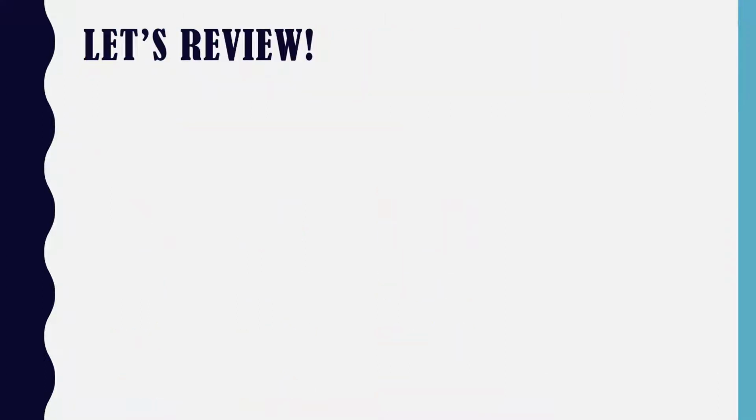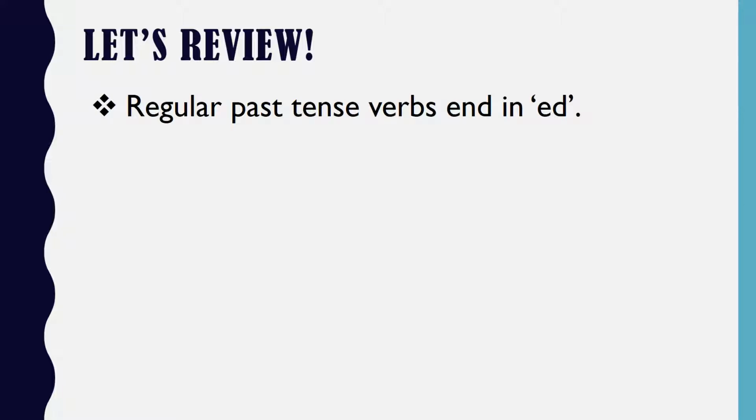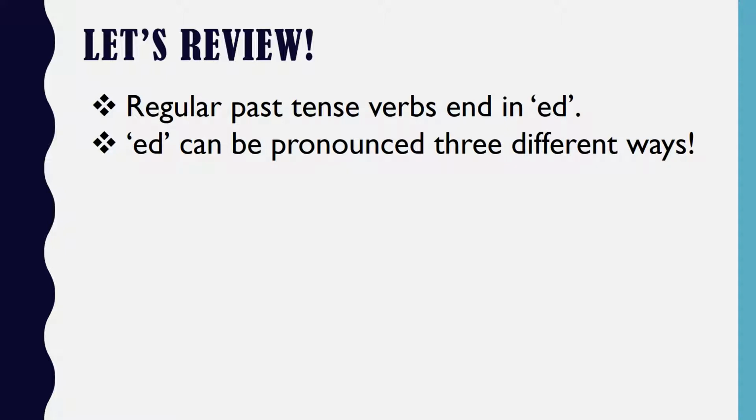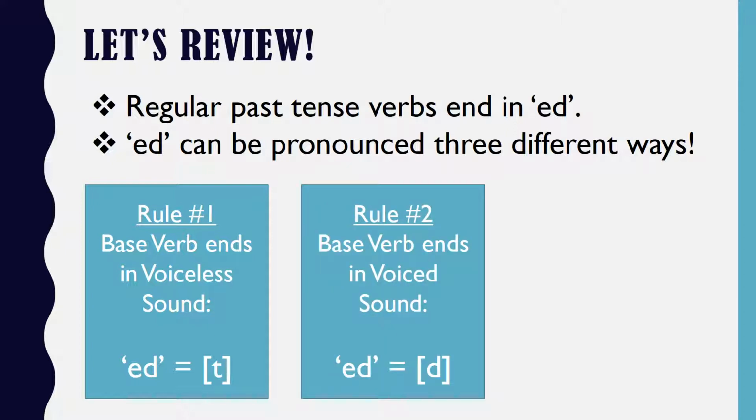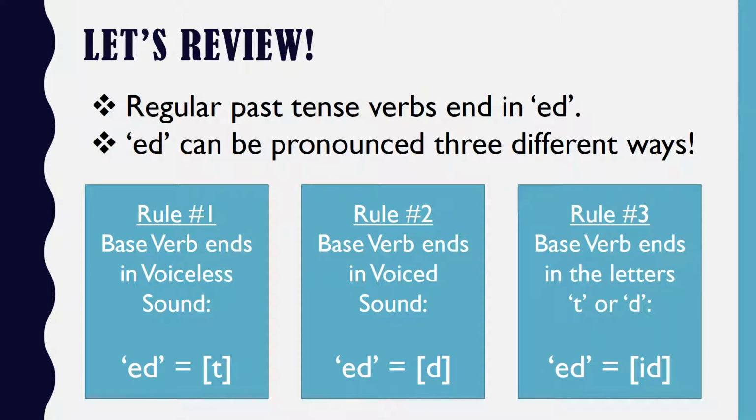Let's review what we've learned about past tense pronunciation of regular verbs. Regular verbs in the simple past finish in ed. Ed can be pronounced three different ways depending on the base verb. T is used with base verbs that end in voiceless sounds. D is used with base verbs that end in voiced sounds. And id is used with base verbs that end in the letter T or D.